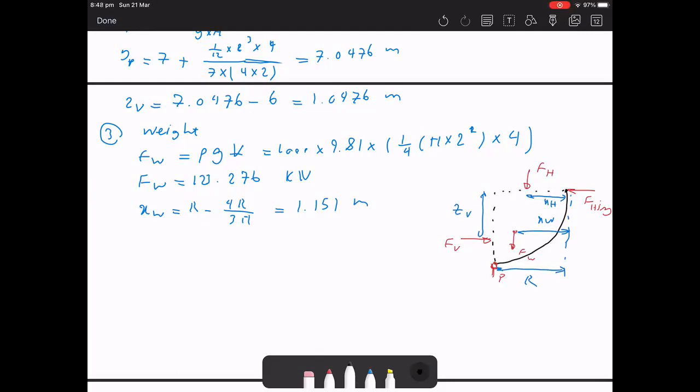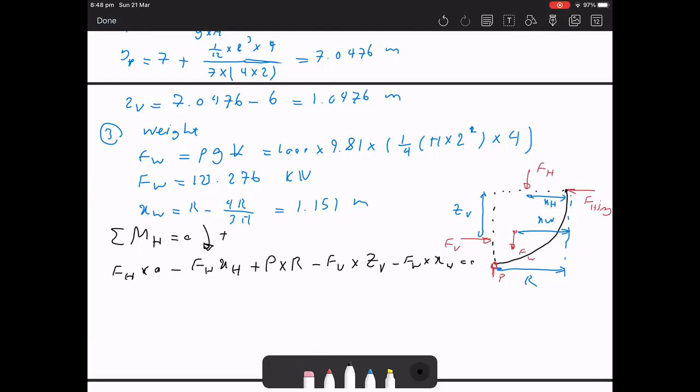Now we know the system is in equilibrium, so then the total moment around the hinge point should be equal to 0. I'm selecting clockwise as the positive sign. Then I can write down: F hinge doesn't produce any moment because the distance is 0, minus FH times XH plus force P times its distance, which is R, minus FV times ZV, minus FW times XW should be equal to 0. I have all the parameters. If I insert the values, the only unknown parameter is P, which I can then calculate. P will be equal to 594.145 kilonewtons. Because all the forces are expressed in kilonewtons, all the distances are in meters, the unit for the force P will be in kilonewtons.